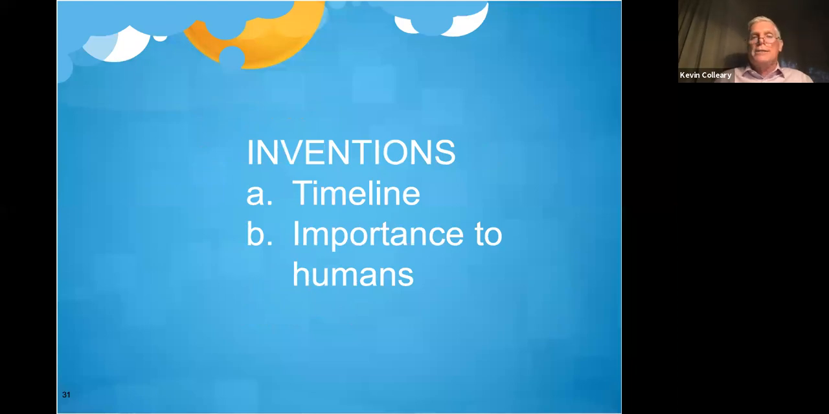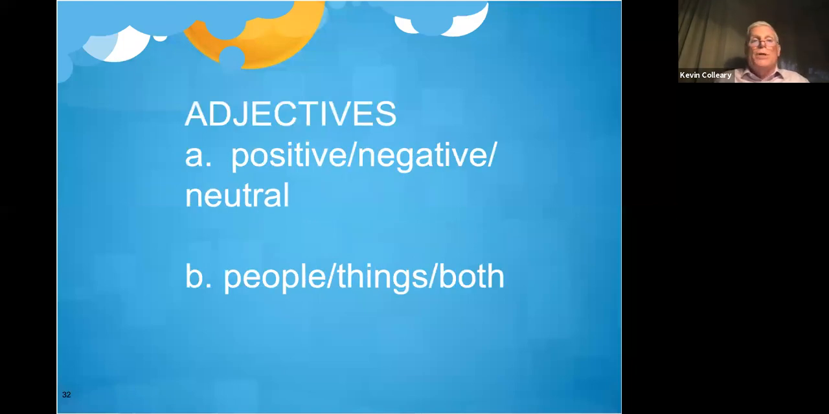Something like inventions, a timeline of inventions. Now that would take some research on the part of the students, but it would be an interesting kind of driver for talking about certain inventions, or the importance to humans. That is something that, of course, would be filled with analysis and evaluation about, well, is the pacemaker more important than penicillin, for example, just as an example. And then you could even do something much more basic to grammar, like adjectives. If you're learning adjectives, well, which are the positive, the negative, and the neutral, which refer to people, to things, to both.